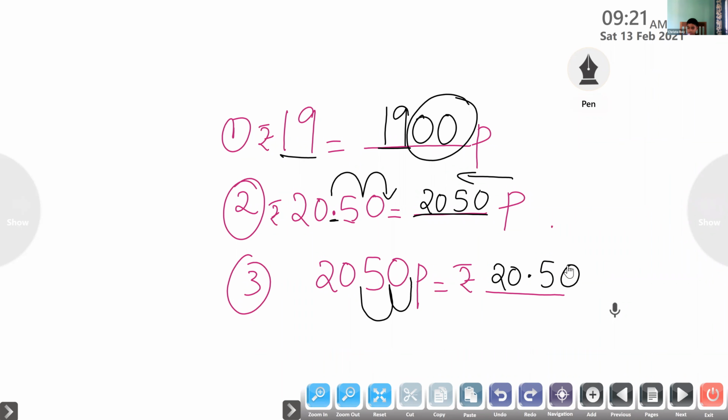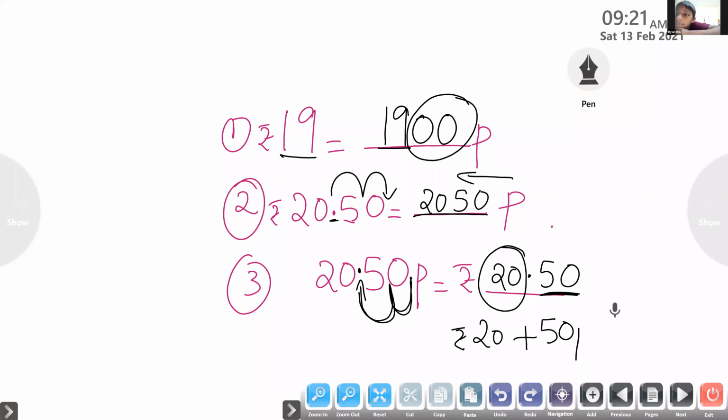20.50. Very good. So children, what do we have to do? From the right side, 1, 2 digits, then put 1 decimal point. So how many rupees is this? 20 rupees plus how many paise? 50 paise. The number before the decimal point is the rupee part, and the number after the decimal point is the paise. So 20 rupees 50 paise. Very good. Did you get the correct answer? Yes, ma'am. Very good, children.